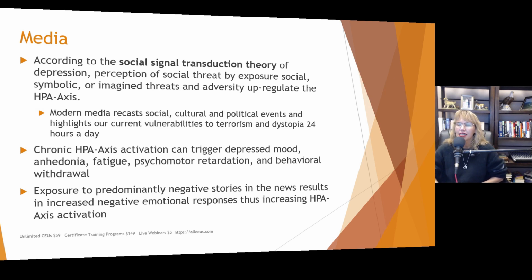According to the social signal transduction theory of depression, perception of social threat by exposure to social, symbolic, or imagined threats and adversity upregulate the HPA axis. Modern media recast social, cultural, and political events and highlight our current vulnerabilities to terrorism and dystopia 24 hours a day. And it's important to recognize the impact that has on our HPA axis. Chronic HPA axis activation can trigger depressed mood, anhedonia, fatigue, psychomotor retardation, and behavioral withdrawal. All of those symptoms of depression.